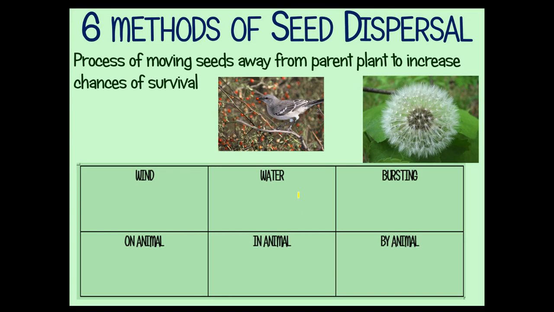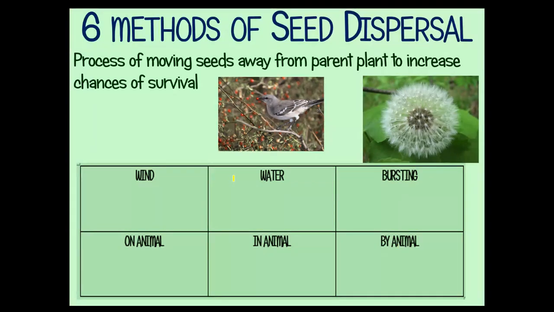Okay. All right, so if that plant is pollinated and has seed, there's different ways of dispersing that seed. So this is very important because it moves the seed away from the parent plant to increase its chances of survival. So depending on the shape of the seed, it's going to disperse in different ways. So there's 6 different ways: wind, water, bursting, on animal, in animal, and by animal.